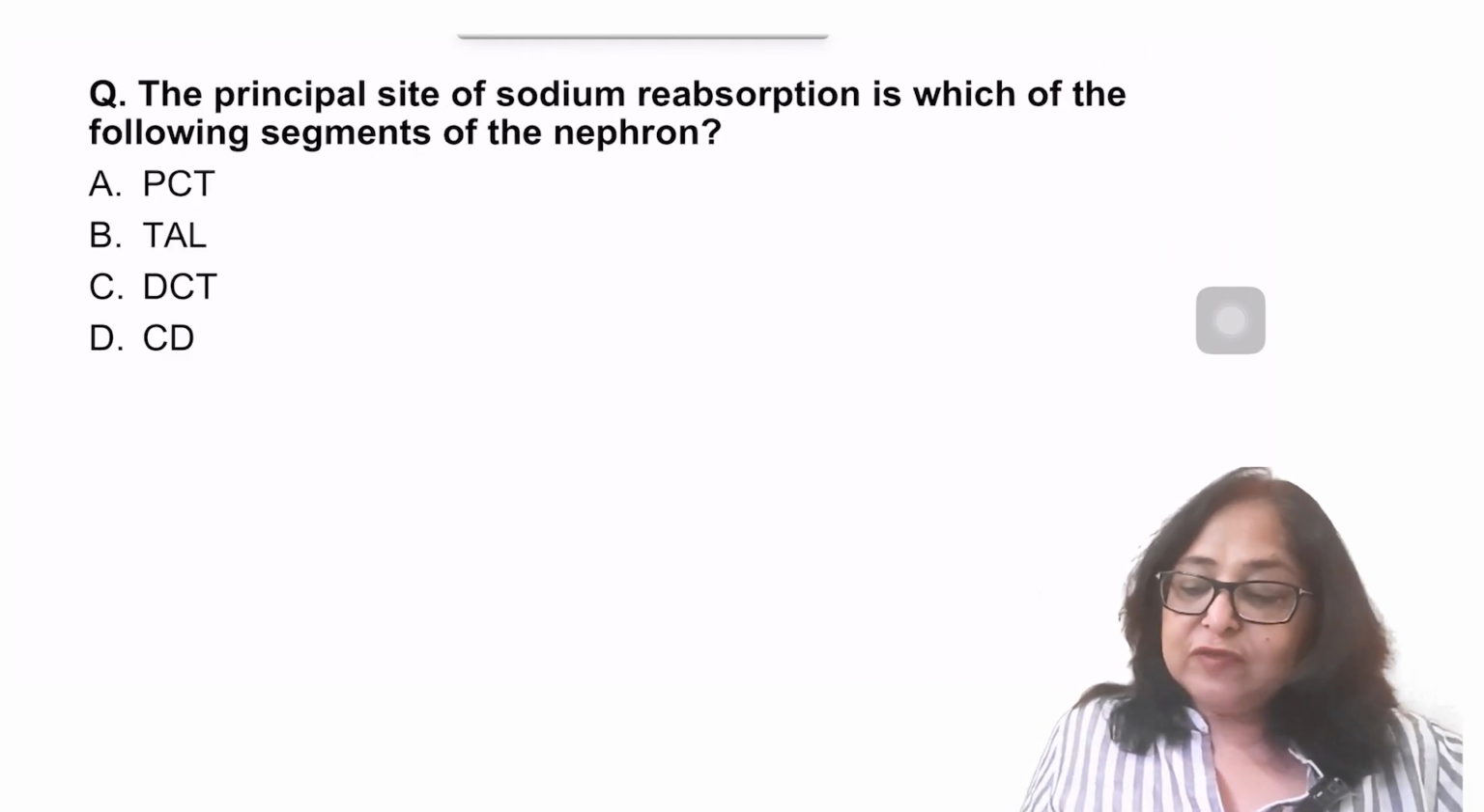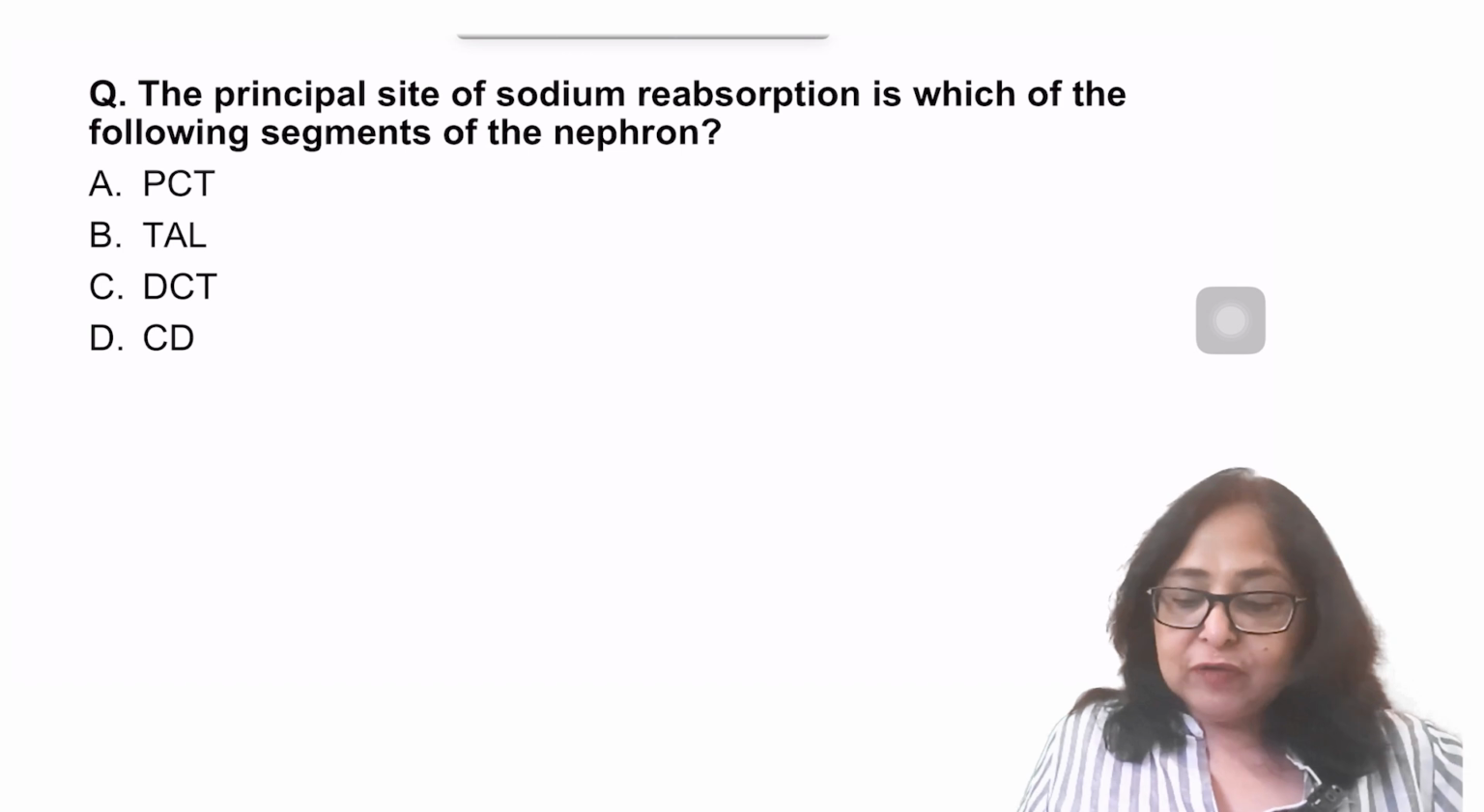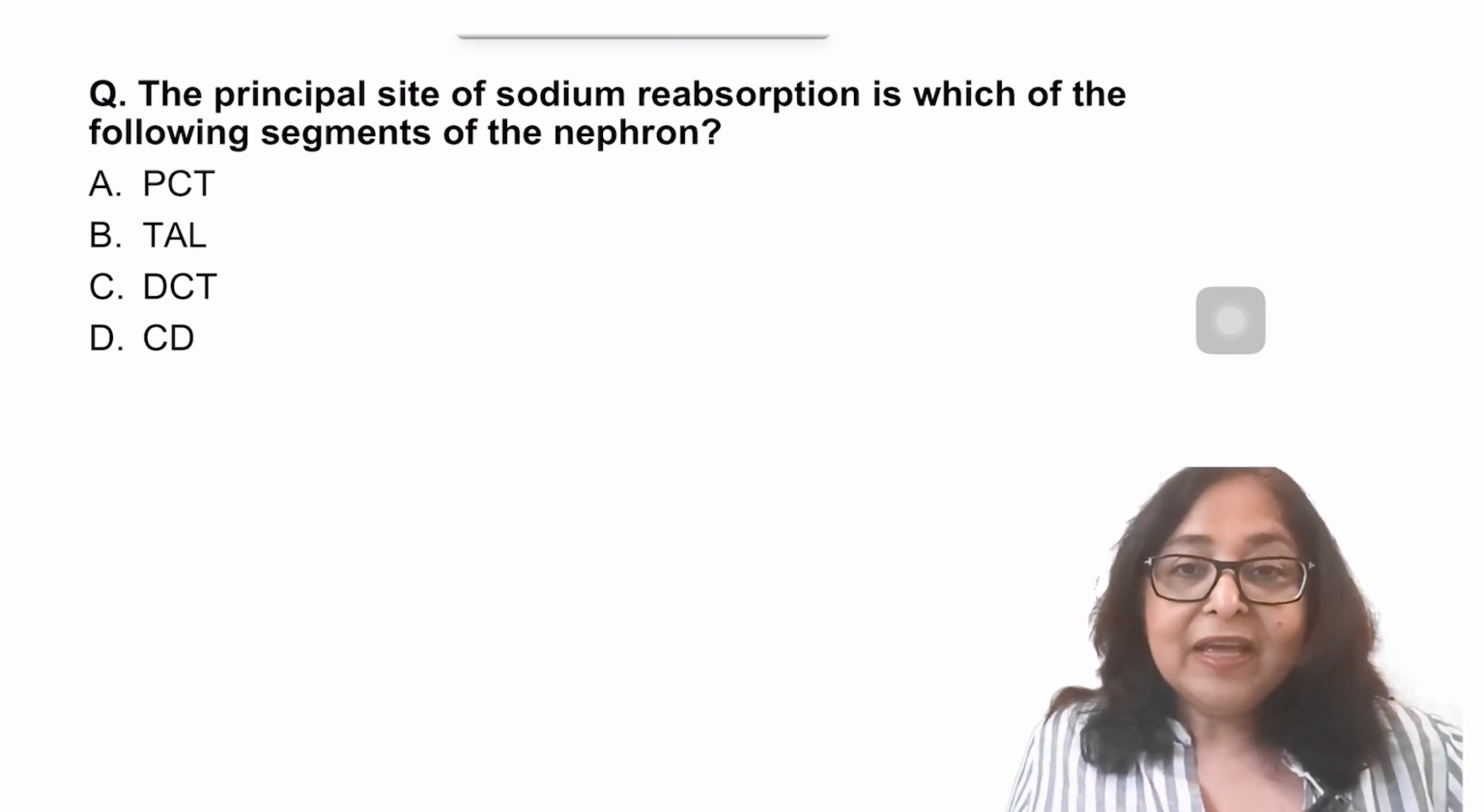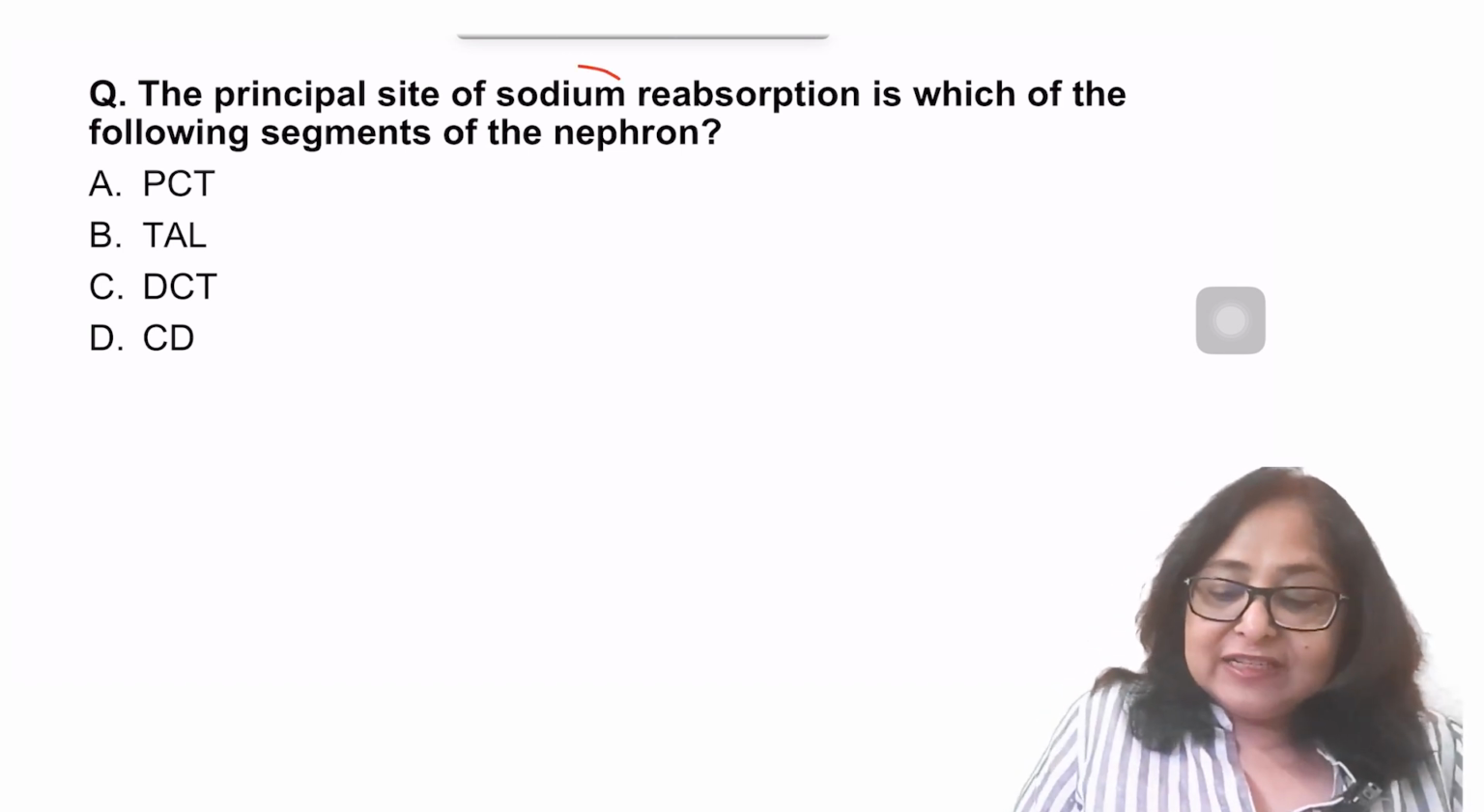The principal site of sodium absorption is which of the following segments of the nephron? Now, sodium is a freely filtered ion.